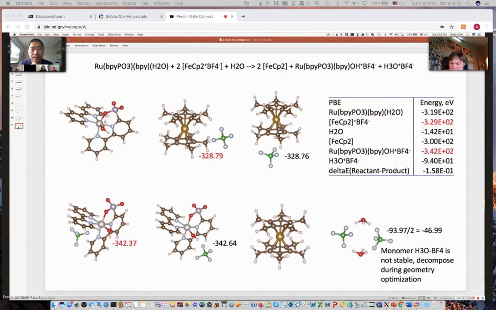Another interesting observation is for the H3O and the BF4. I did spend quite a lot of time on this simple complex. Initially, I just put H3O and BF4 in the simulation cell and ran geometry optimization. It turns out this kind of monomer is not stable. It will always decompose during geometry optimization. So instead of using the monomer, I use a dimer, and the dimer is quite stable.